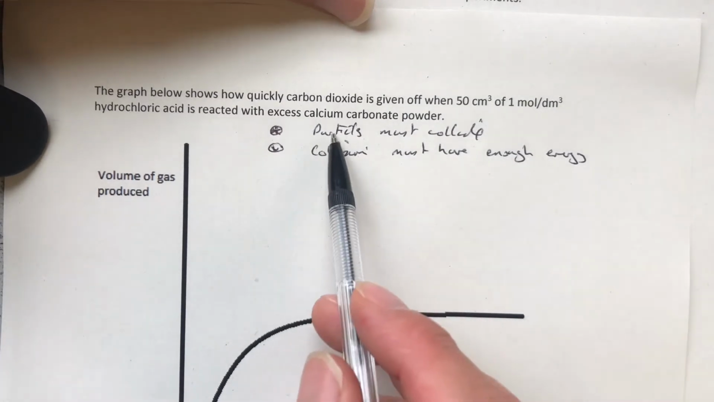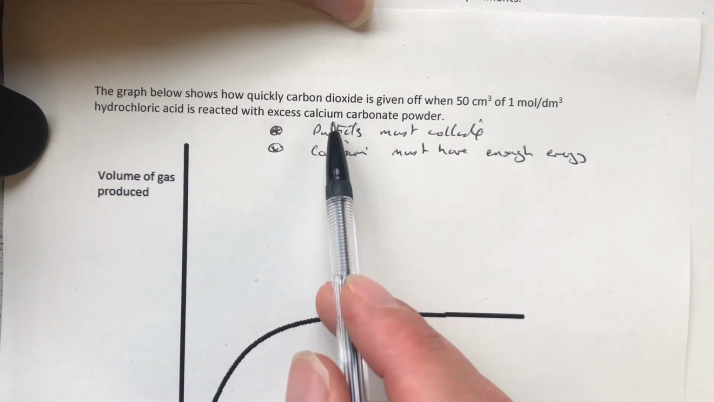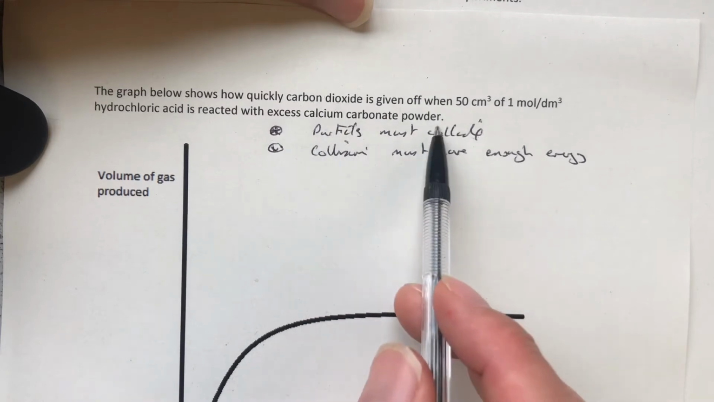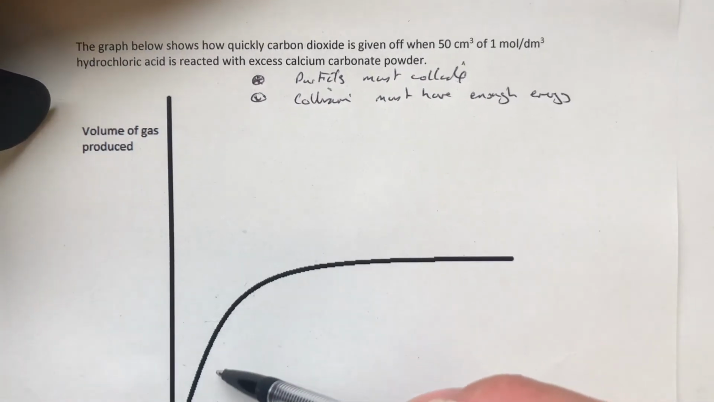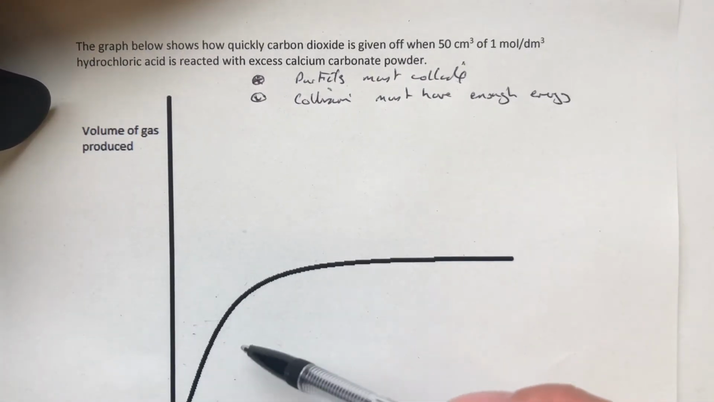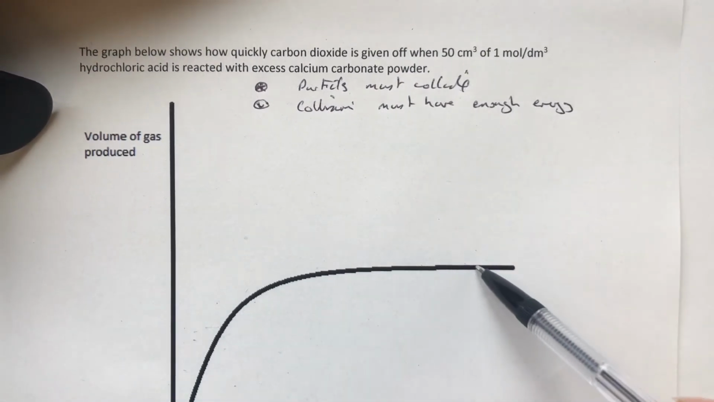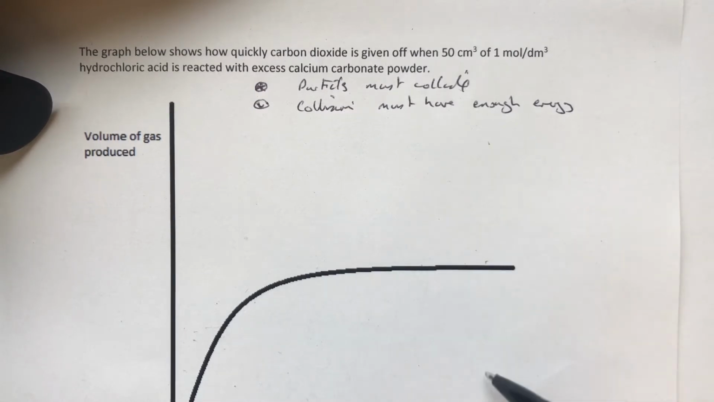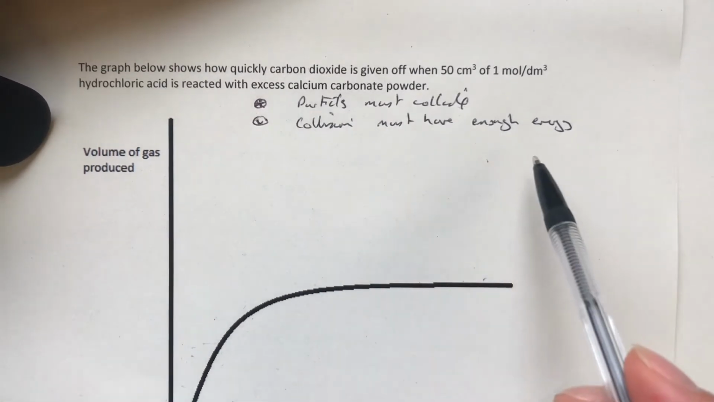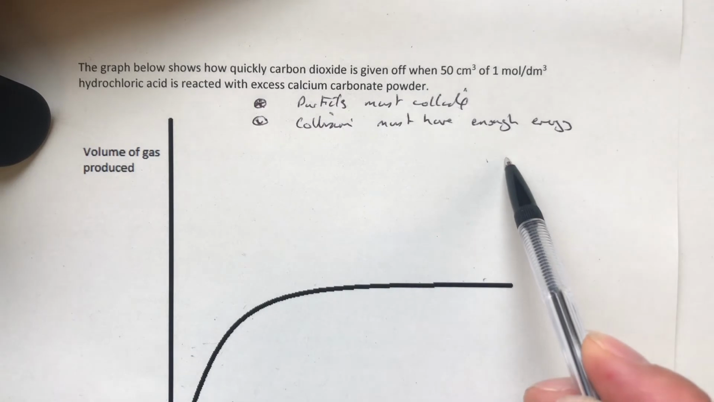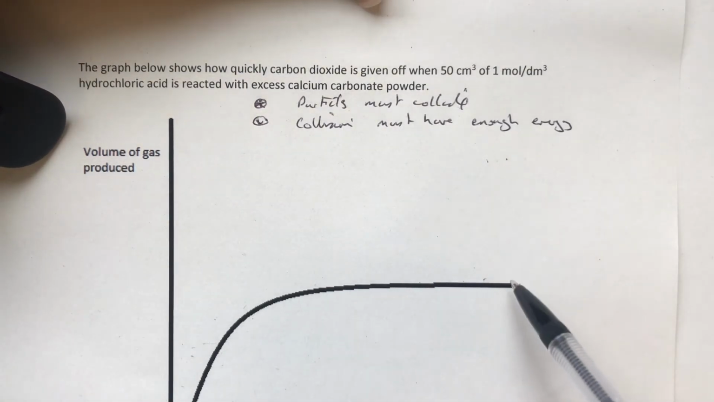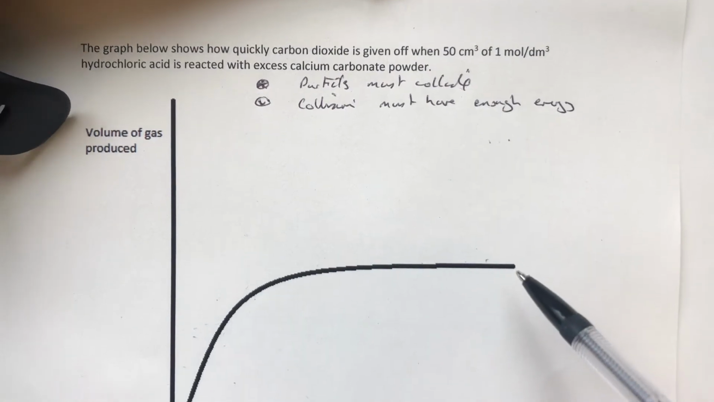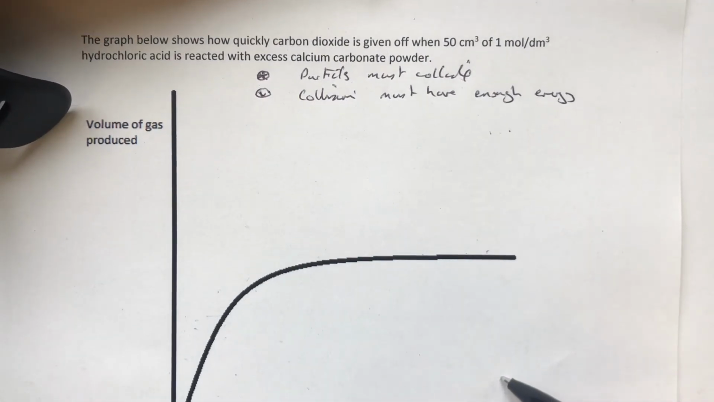Now, if we're changing the number of particles, that changes the number of collisions, and that's going to have an effect both on the rate, in other words the gradient of the curve, whether it's steep or shallow, and the final destination, in other words how much gas is produced. If we start with more particles, we're going to get more gas. That's a little bit different to rate. If we start with the same amount of particles, we end up with the same amount of gas. If we start with fewer particles, we end up with less gas.